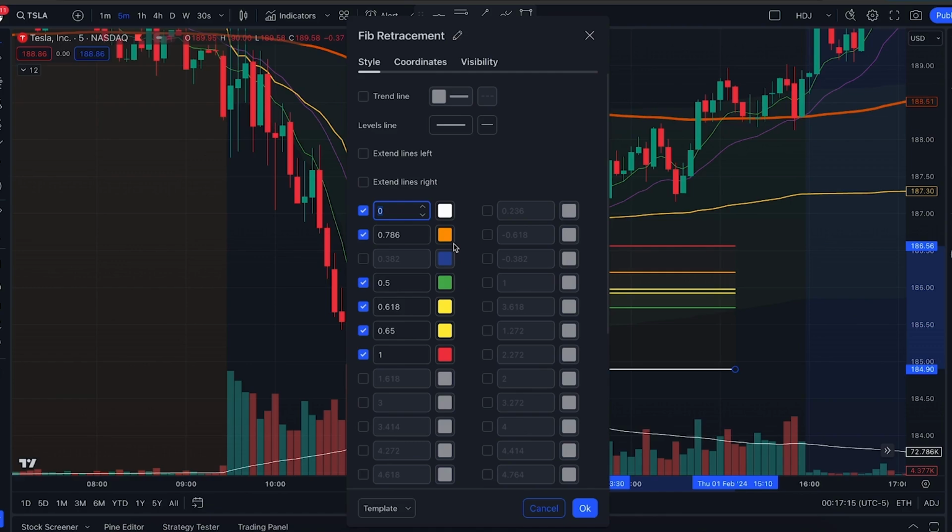Colors, whatever you want, no problem. But you want the 0, you want the 0.786, you want the 0.5, the 0.618, the 0.65, and the 1. This is all you need to worry about. Don't worry about coordinates, don't worry about visibility, just these 6 points, these 6 numbers. But I would recommend you make them different colors. Don't make them all blue or all purple. Try to make them a bit different. All right, now these 2 are yellow because we call this the golden pocket, and I'll talk about that shortly. All right, so you got that.